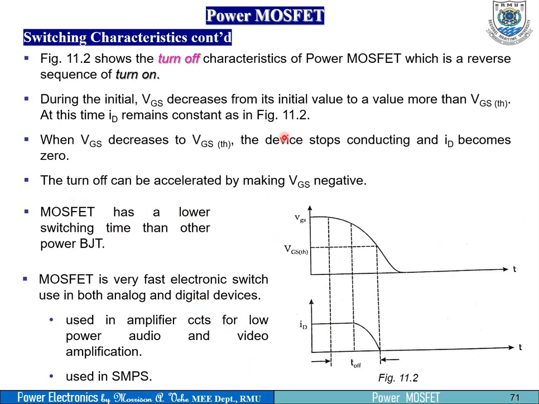Maybe basically you can just look at it. So during the initial time, VGS decreases from its initial value to a value more than VGS threshold. At this time, ID remains constant, as you can see in this figure. This is the drain current. I told you the thing must work hand in hand, voltage and then current. See, all this place, the thing is still steady. Then, when you get to this place, the voltage is now coming down. And even then, you still have not reached the threshold, so you still have some current conducting. It is only when you get to the threshold value.